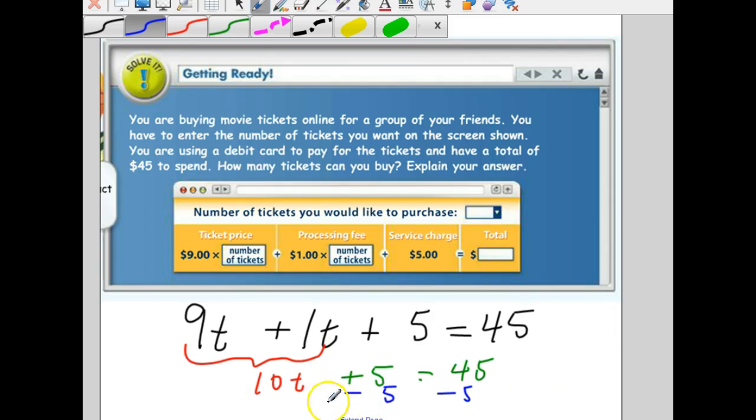Sorry, I'm running out of space here, but so 10 people are buying tickets. $40 is what you can spend. So that means that each ticket can't be more than $4. Okay, that's the first one.